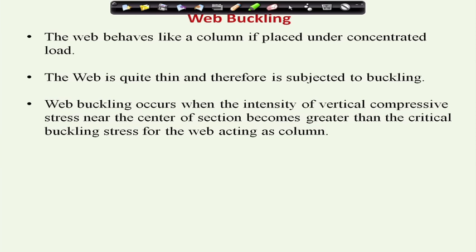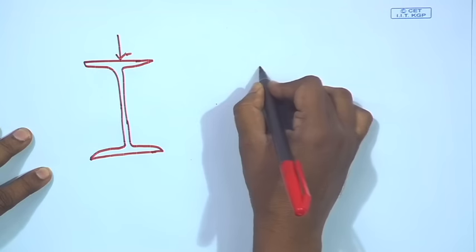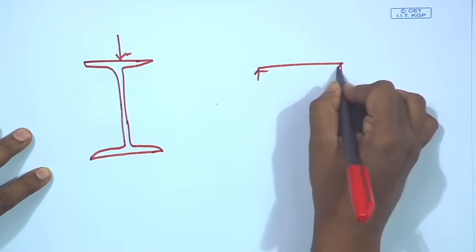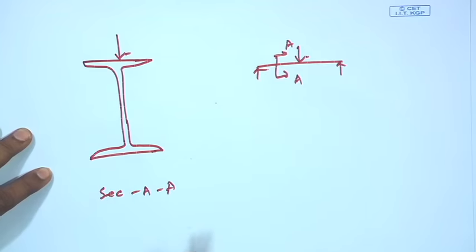So, now for web buckling we can see that the web behaves like a column if placed under concentrated load. That means, if we have an I section, say for example here, then if we have a concentrated load, say this is a beam, and if we cut this section, so this is section A, right.